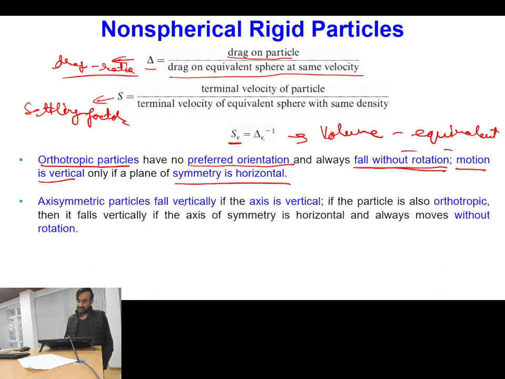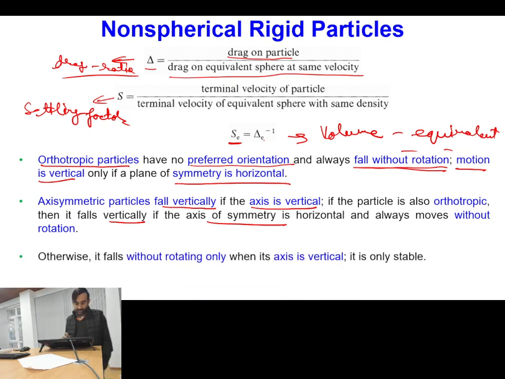Then axisymmetric particles, these fall vertically when the axis is vertical. But if the particle is axisymmetric as well as orthotropic, then it can fall vertically even if the axis of symmetry is horizontal, and it will move without rotation, because that is the fundamental nature of the orthotropic particle. So one important point is axisymmetric particles will fall vertically only if the axis is parallel to vertical, but if the particle is axisymmetric as well as orthotropic, then it can fall vertically even when the axis of symmetry is horizontal. Otherwise it will fall without rotation when its axis is vertical and it will only be stable.